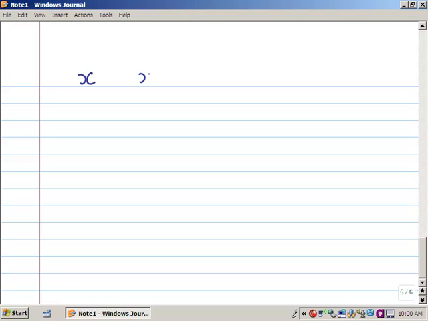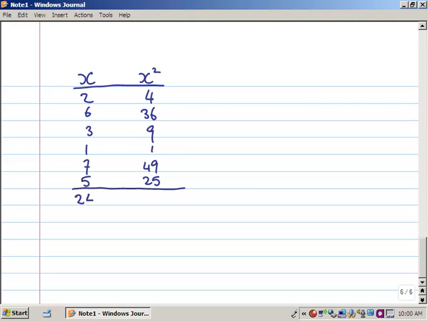And again, let's do a table with x and x squared. I'm going to write down my x's: 2, 6, 3, 1, 7, 5. We square our x's: 4, 36, 9, 1, 49, 25, and then we would add first the column of x's. Works out to be 24, so sigma x is 24. Add up the x squareds, turns out to be 124. Alright, so that's sigma x squared.